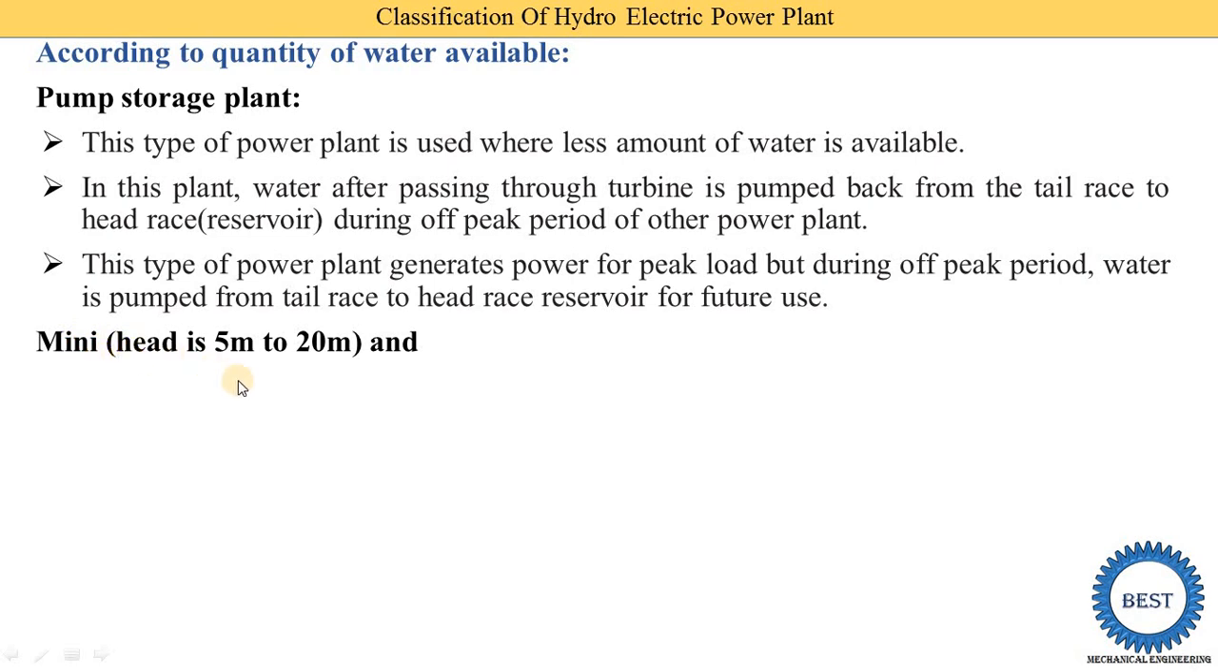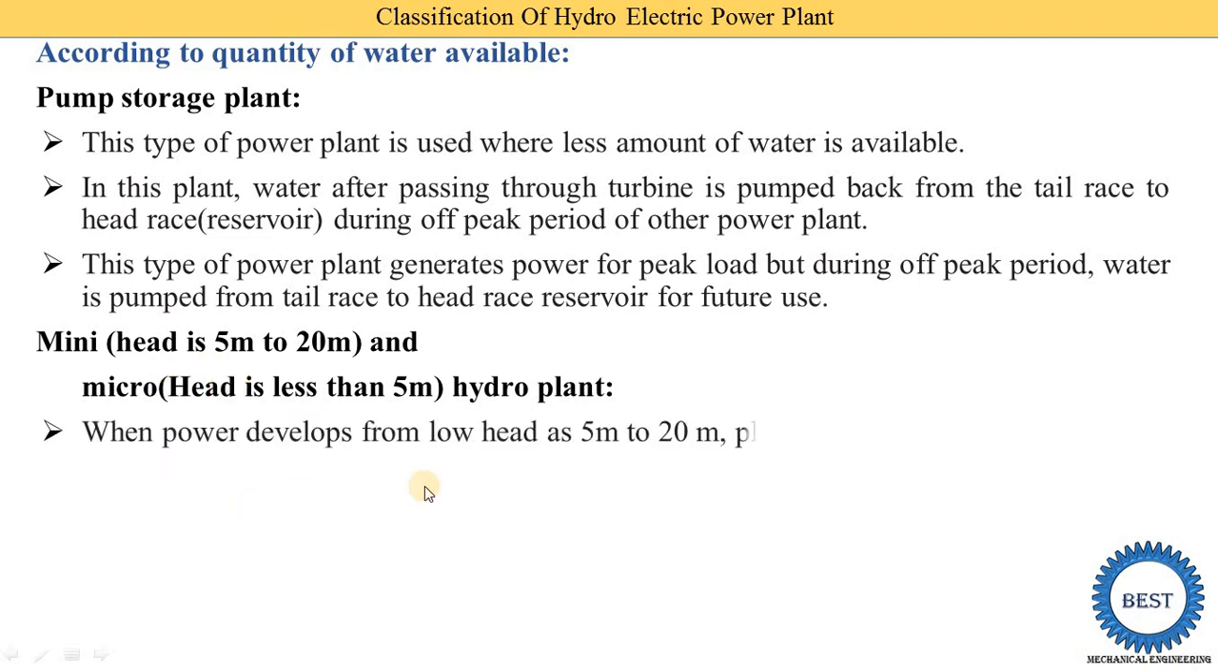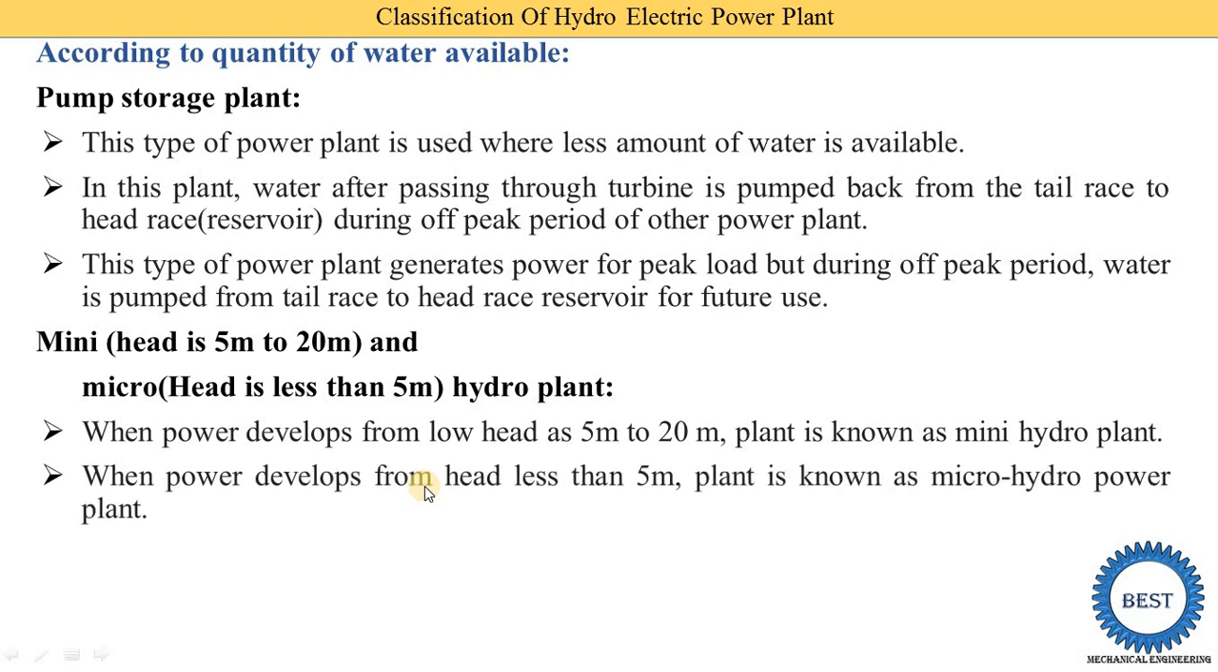Mini means head is 5 meters to 20 meters. Micro means head is less than 5 meters, then it is called micro hydro. When power is developed from a low head of 5 meters to 20 meters, the plant is known as a mini hydro plant. Means the height, the distance between the water level and the turbine, is 5 meters to 20 meters, then it is called a mini hydro power plant. And when the power is developed from a head of less than 5 meters, then the plant is known as a micro hydro power plant. Means the distance between the turbine and the water level is less than 5 meters, then it is called a micro hydro power plant.